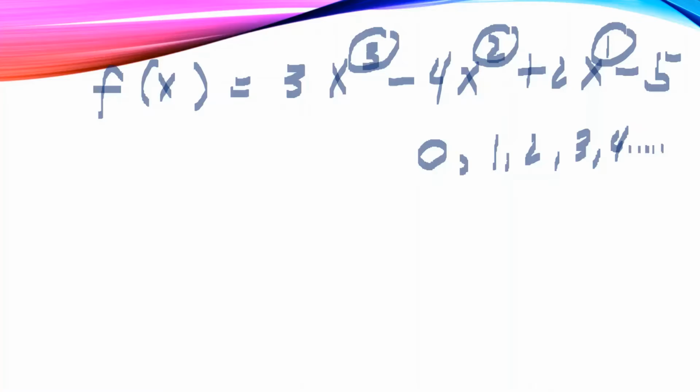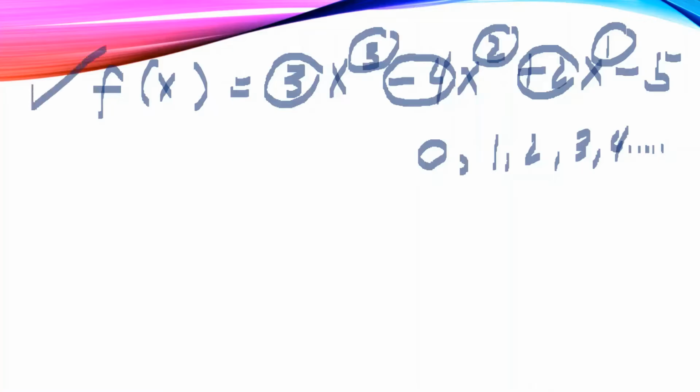What else? Look at the coefficients. 3, negative 4, and 2 are all real numbers. So the coefficients should be real numbers to make it a polynomial. So this is an example of a polynomial function. Now let me give you an example which is not a polynomial function.